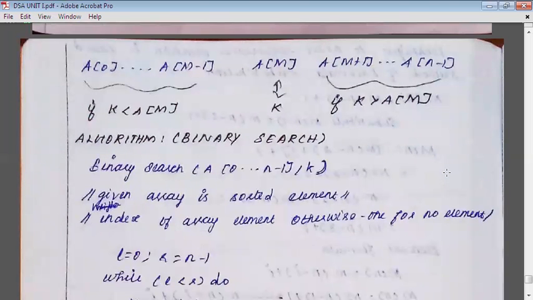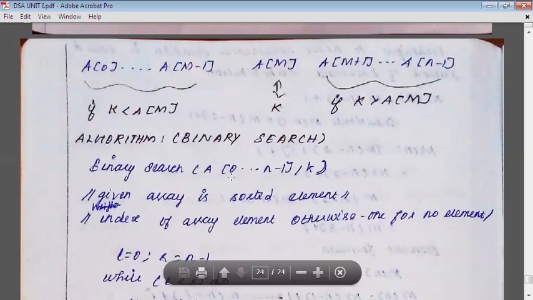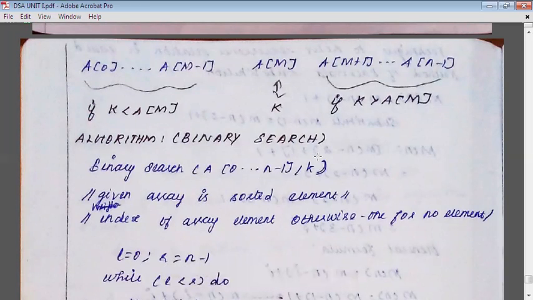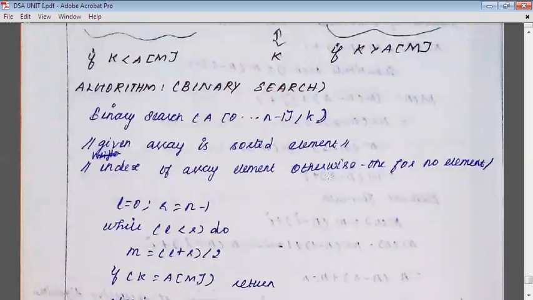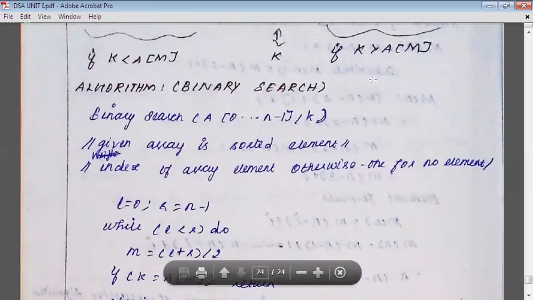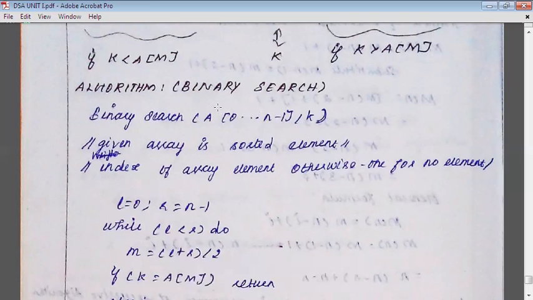So, the algorithm for binary search. You pass A[0..n-1] as the array, and K is the element being searched. The given condition is that the array is already sorted. It returns the index of the array element, otherwise -1 if not found. Suppose the given key is present in the array, it returns the index value, that is, the position where the element is present.